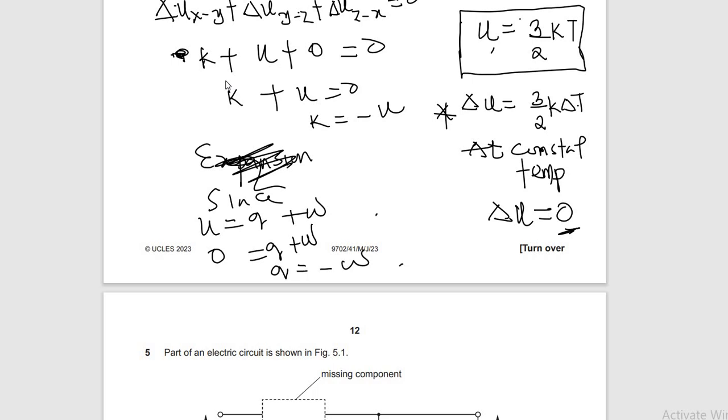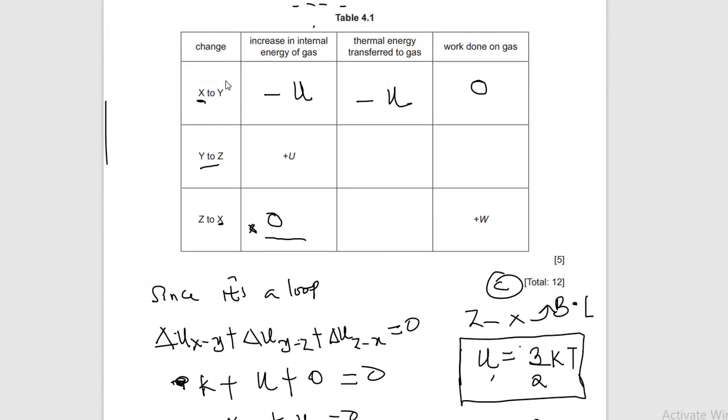Q will be what? Minus W. So which means the heat transfer from Z to X here will be minus W. So we are getting there. The heat done is minus W. Now let's go to Y to Z.